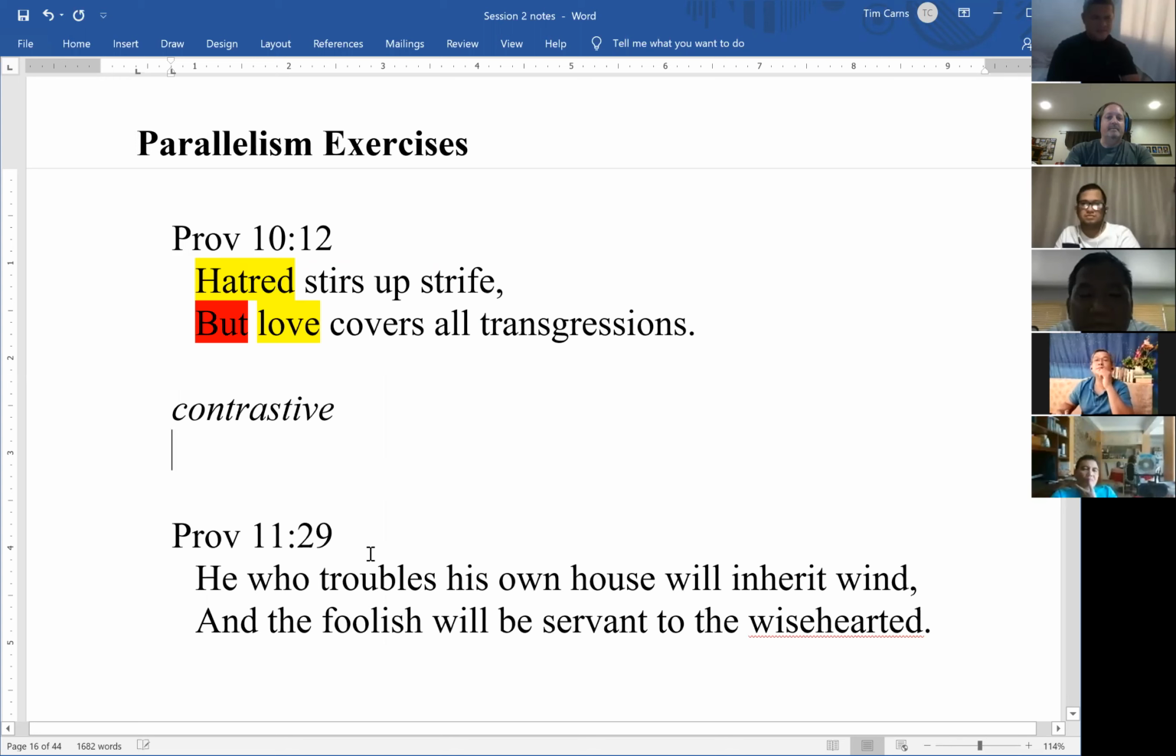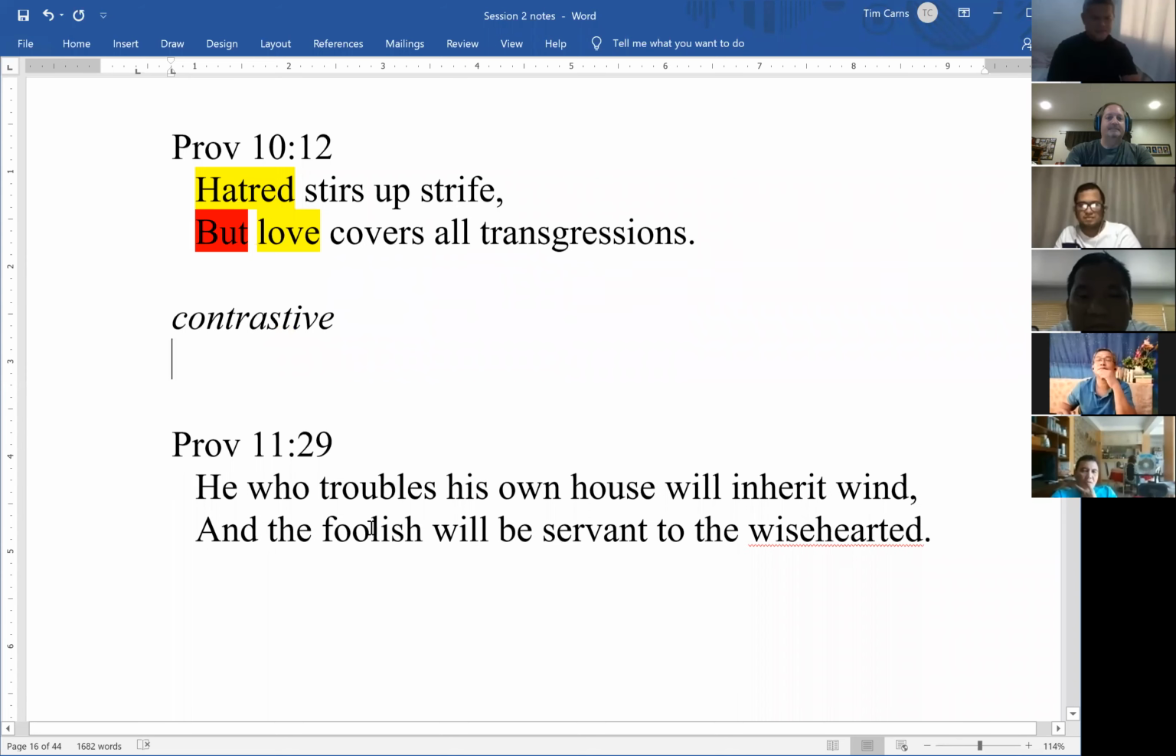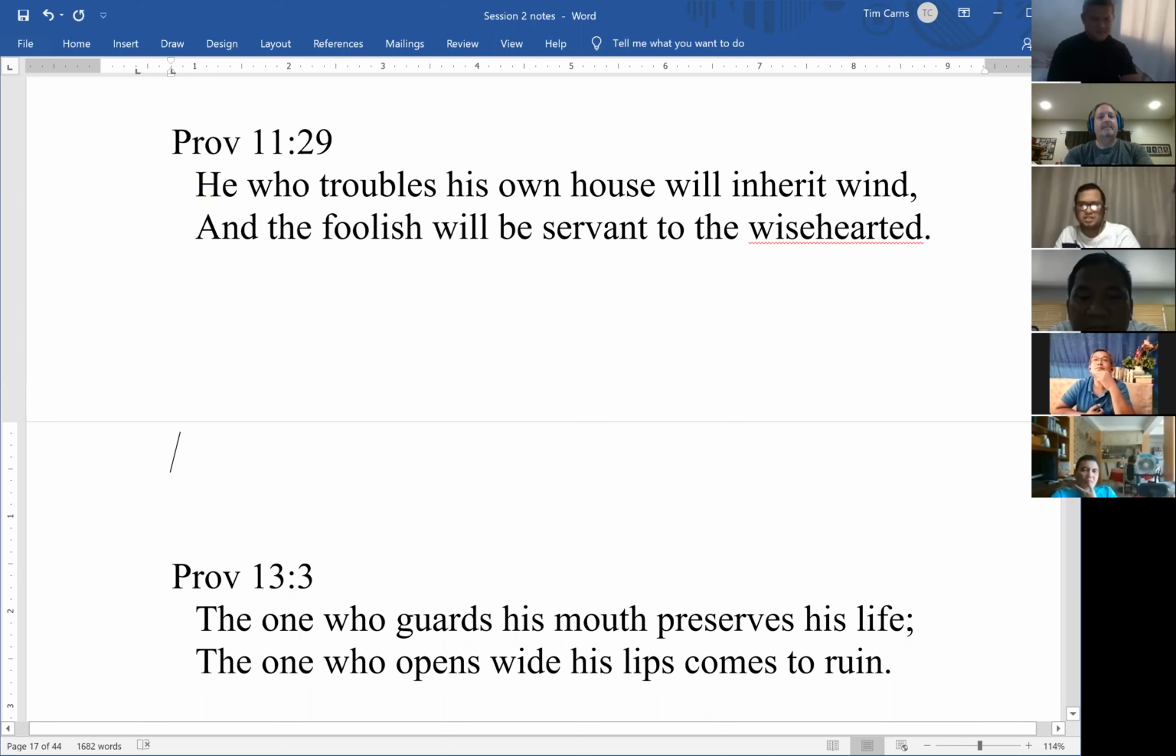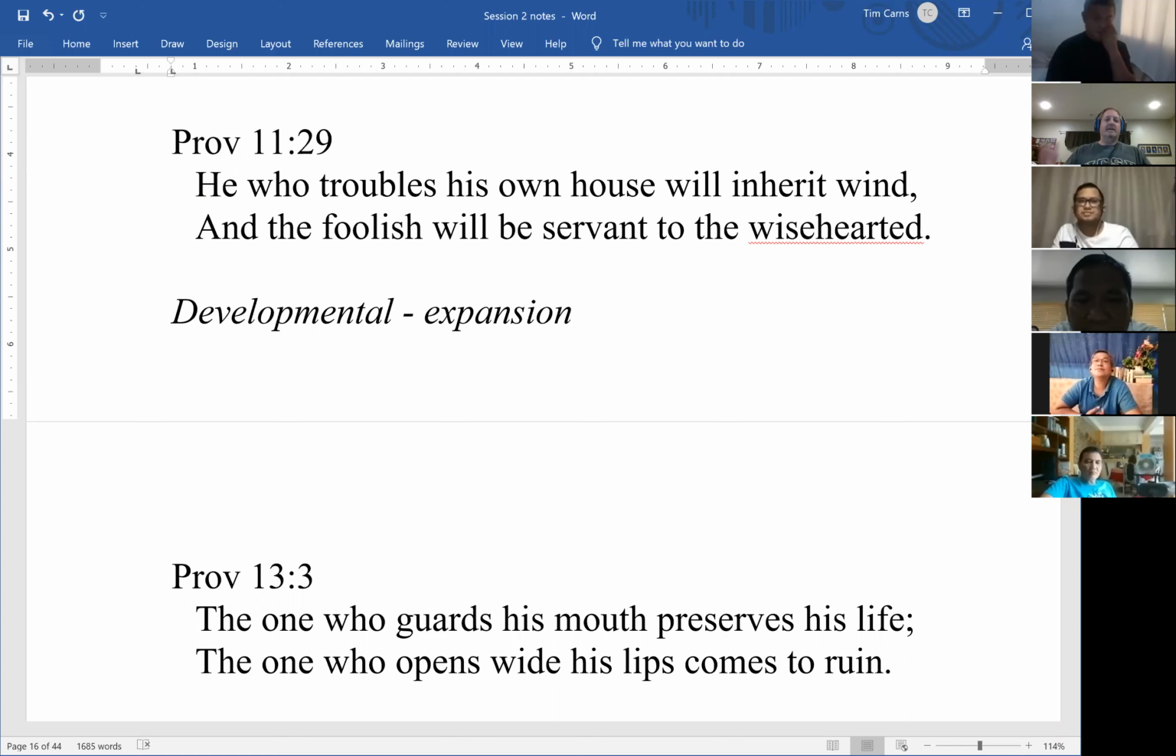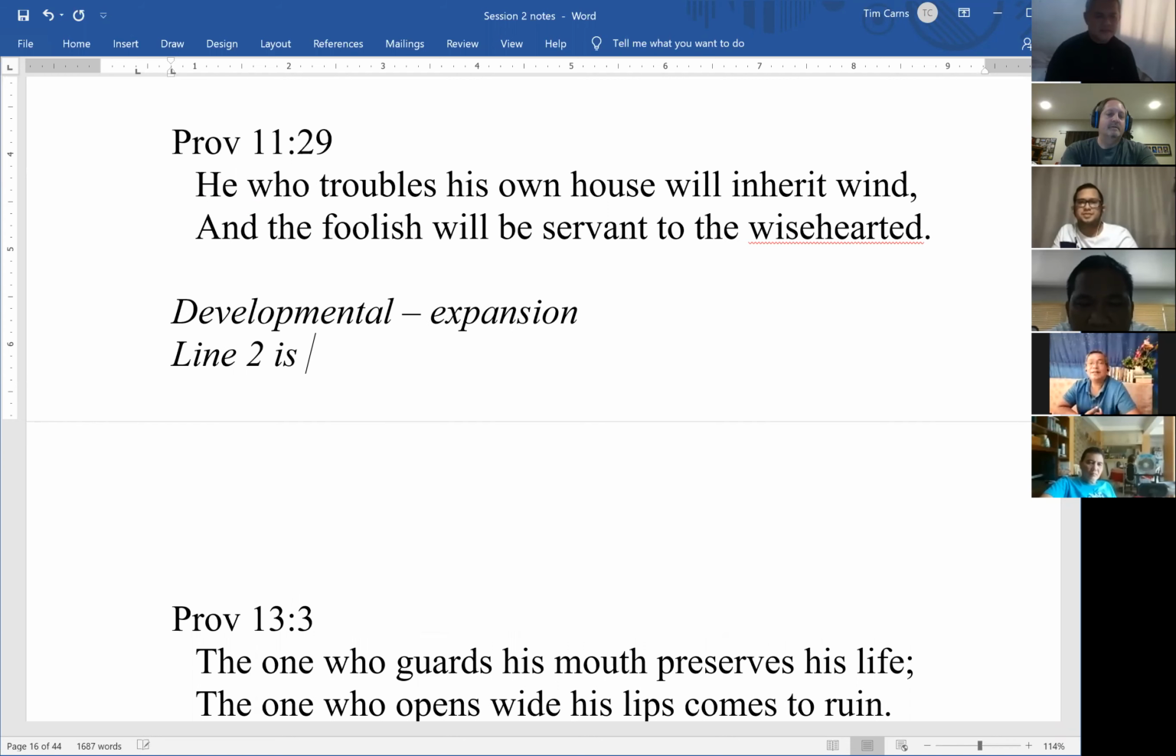Brother Junie, how about Proverbs 11:29? He who troubles his own house will inherit wind, and the foolish will be servant to the wise-hearted. That's developmental, okay, and expands or adds. Okay, good. You see that? Which line is adding to which line? Line 2 is adding to line 1. See that? He who troubles his own house will inherit the wind, and the foolish will be servant to the wise-hearted. Okay? All right, good.